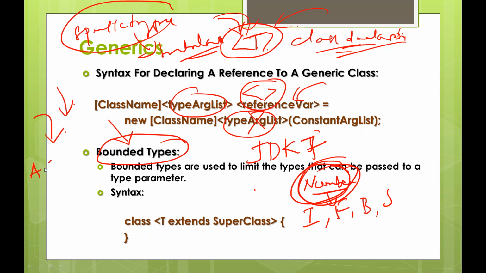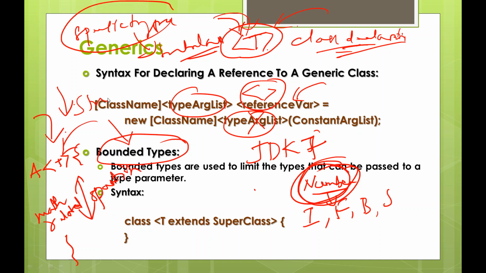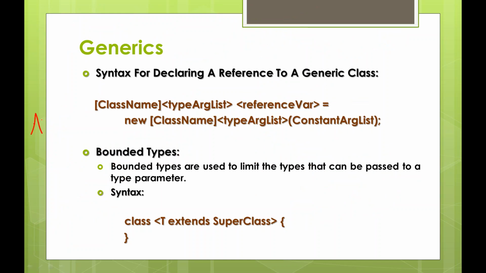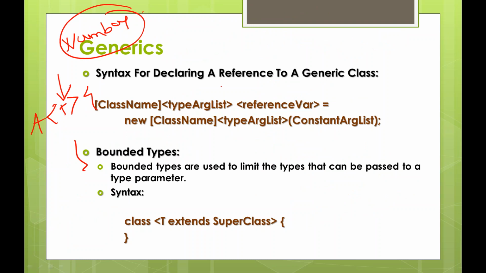Say for example class A, it takes T. Whatever methods you have defined inside this are all math related operations. Assume passing a String type to this T and trying to do math on those strings. Will that work? It will not work, right? So in such scenarios, what you have to do is restrict T to numbers.